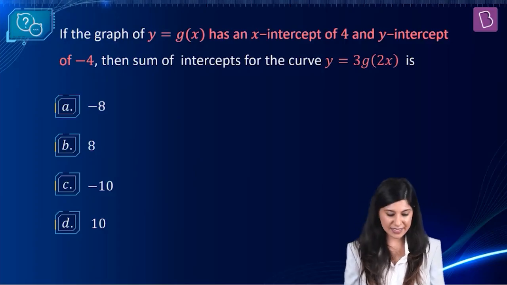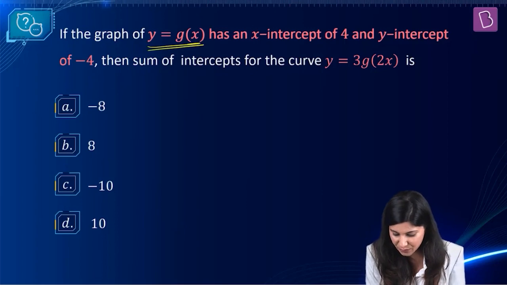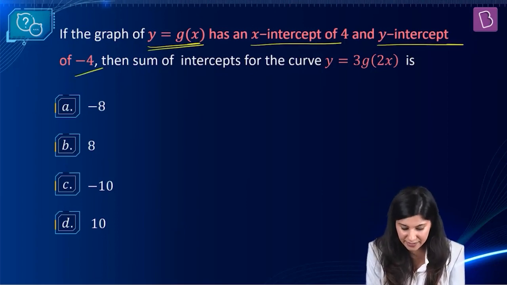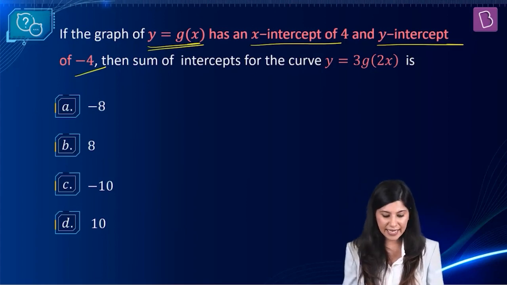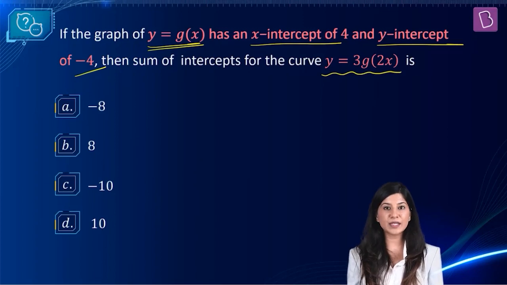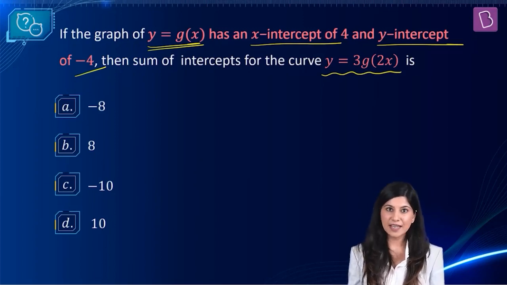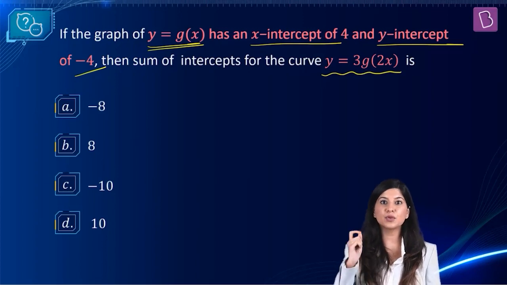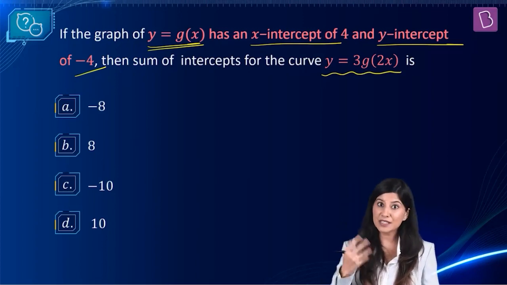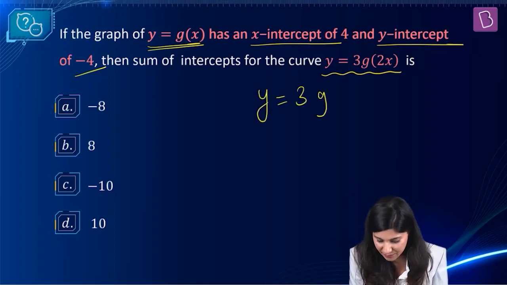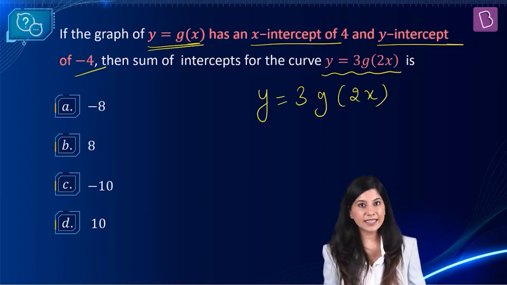Alright, so this question says, if the graph of y equal to g of x has an x-intercept of 4 units and y-intercept of -4 units, then we need to figure out the sum of intercept of the newly formed curve, which is y equal to 3 times g of 2x. Extremely easy one-liner question. Only if you know the drill, you know the concept. What is the concept? Overall, we have y equal to 3 times g of 2x, right?